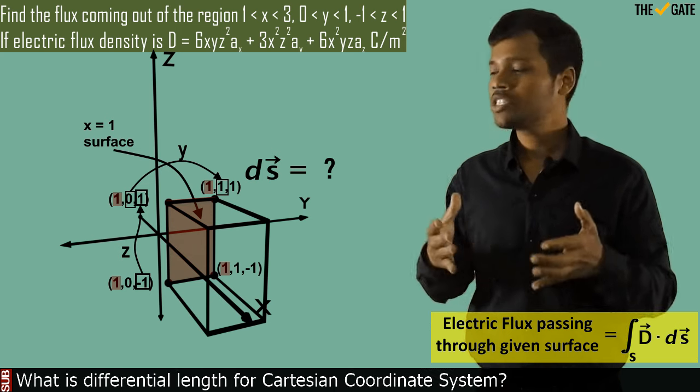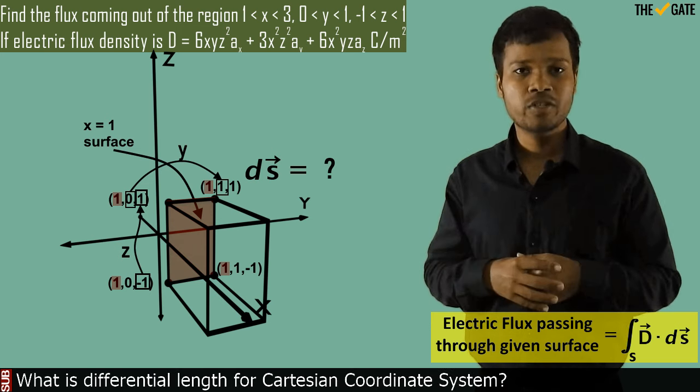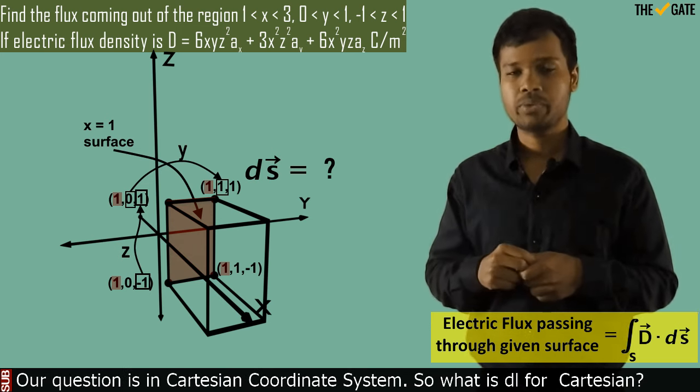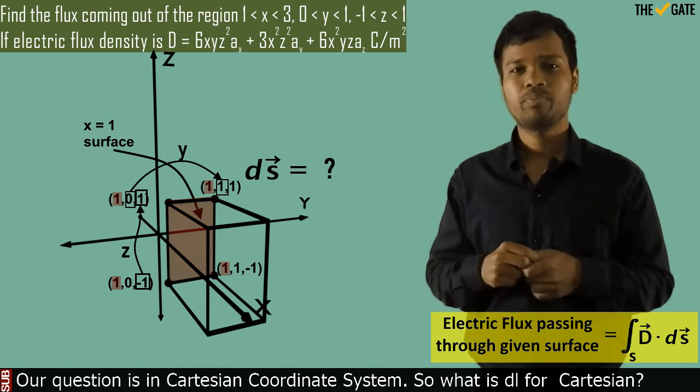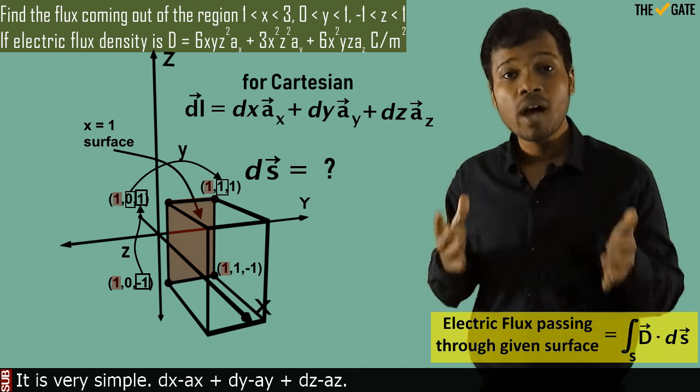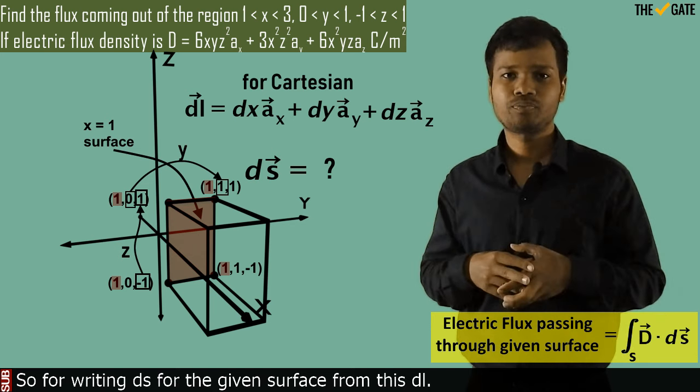What is dl? What is differential length for Cartesian coordinate system? Our question is in Cartesian coordinate system. So what is dl for Cartesian? It is very simple: dx ax plus dy ay plus dz az.